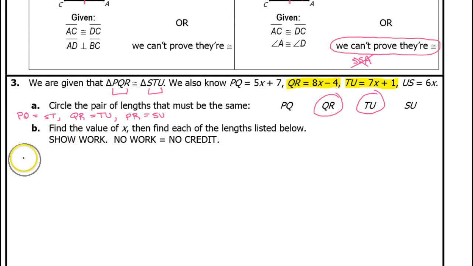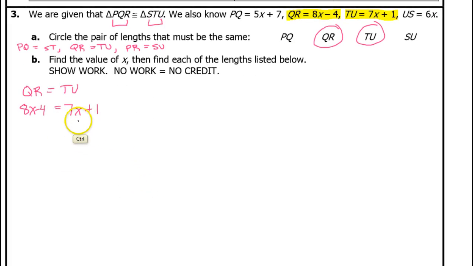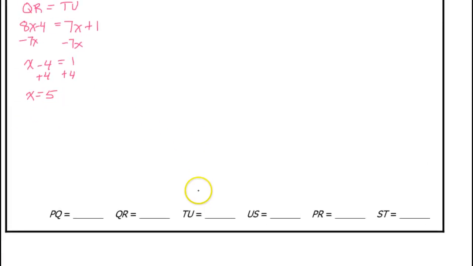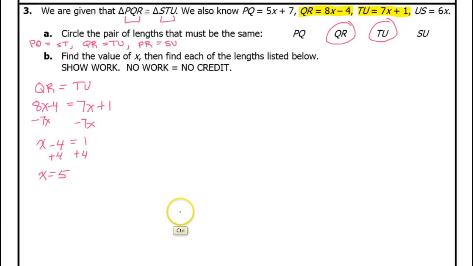So because QR equals TU, that means that 8x minus 4 is going to equal 7x plus 1. So now we need to solve this equation. If I subtract 7x from both sides, that gives me x minus 4 is equal to 1. And then if I add 4 to both sides, that gives me x is equal to 5. Okay, that was one of the things I was supposed to do. I know that x is equal to 5.